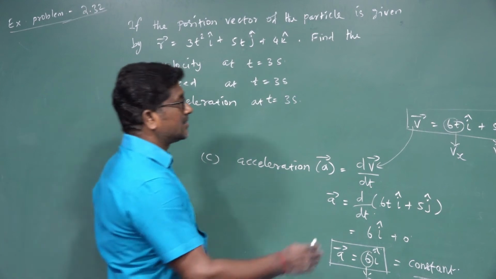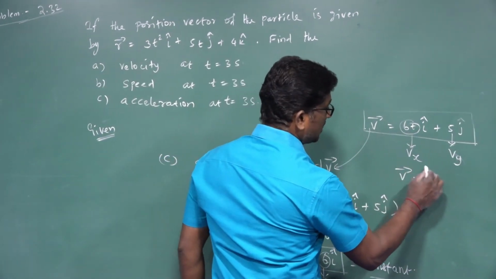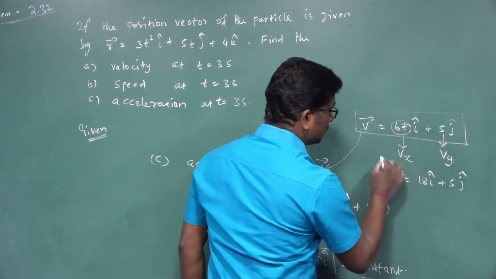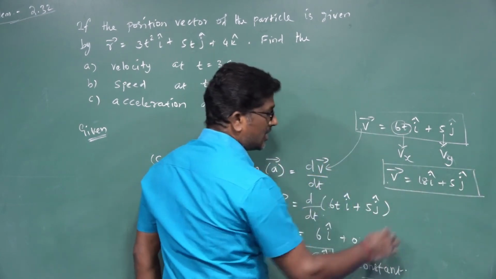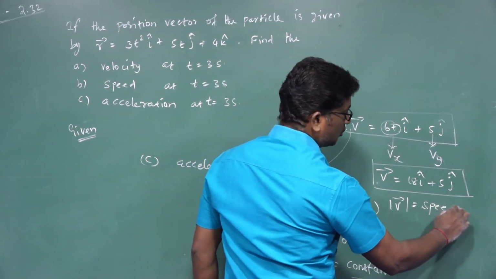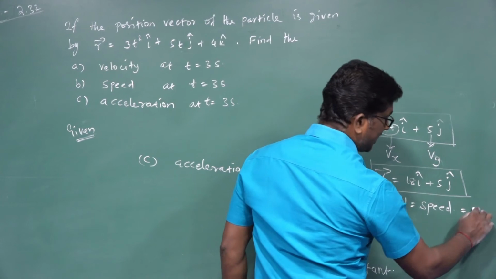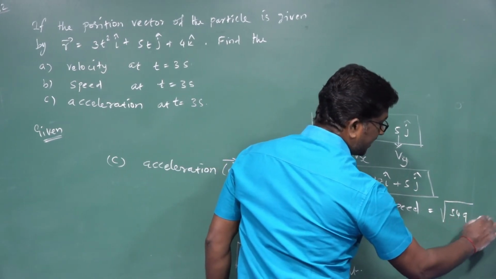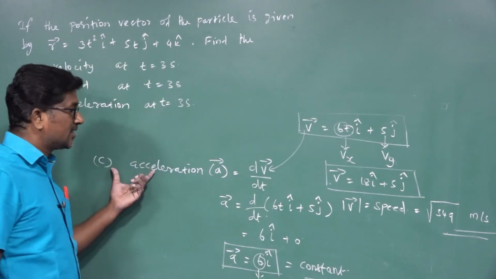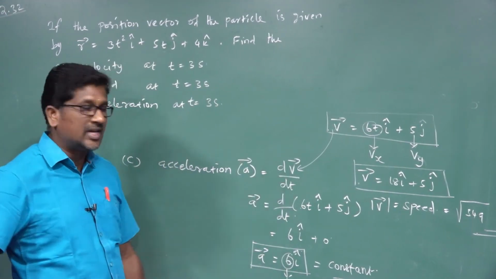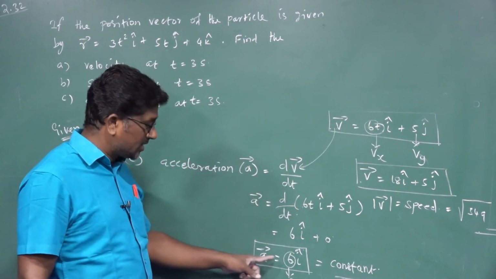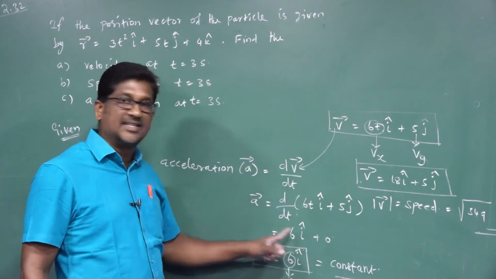Here the velocity v vector is equal to 6 into 3, 18 i cap plus 5 j cap. So this is velocity, right? And the modulus of v vector gives speed. The speed value obtained is 349 meter per second, right? And third, acceleration is nothing but the first derivative of velocity. By differentiating the velocity vector here, we get a vector is equal to 6 i cap. So this is the acceleration value.